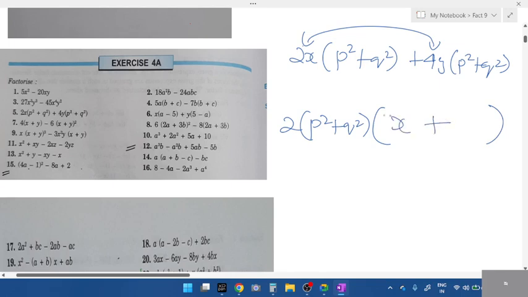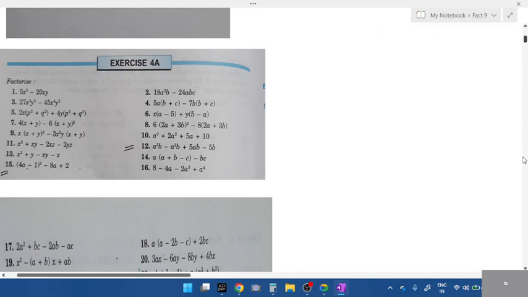X plus not y. Divide. Very good. X plus divided. Not 4y, 2y, right? X plus 2y. Any doubts? Okay, next one, students. Next question. Sixth one. Fifth is done.